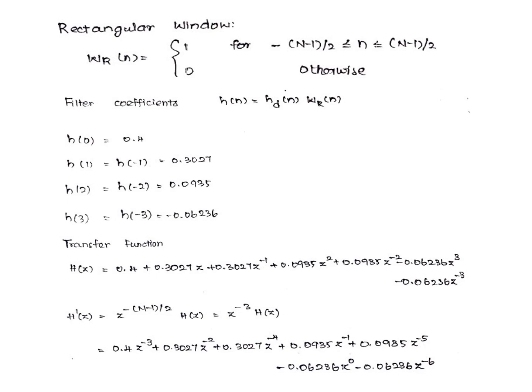Then we are going to calculate the realizable transfer function h dash of z, that's equal to z power minus (n minus 1) by 2 into h of z. The value is z power minus 3 into h of z. So we get 0.4 z power minus 3 plus 0.3027 z power minus 2 plus 0.3027 z power minus 4 plus 0.0935 z power minus 1 plus 0.0935 z power minus 5 minus 0.06236 z power 0 minus 0.06236 z power minus 6.